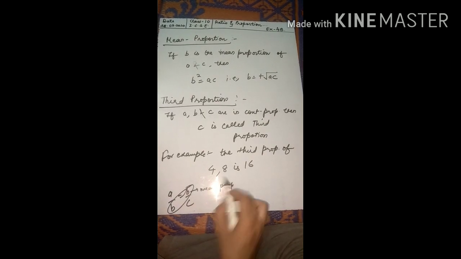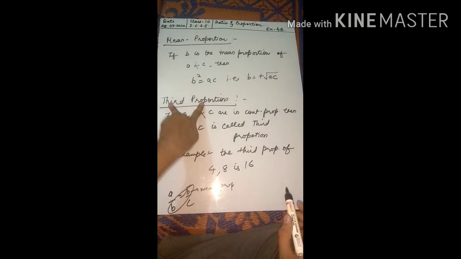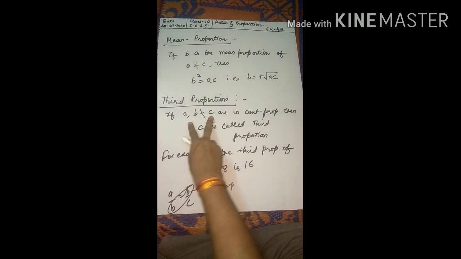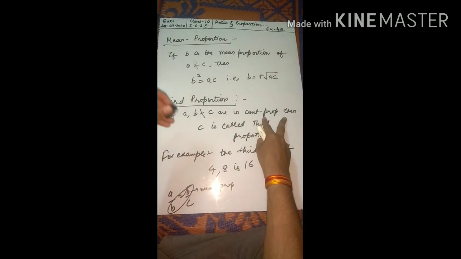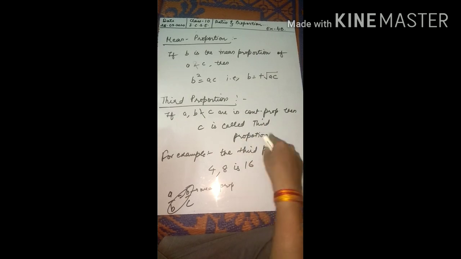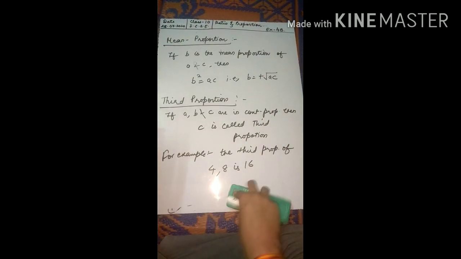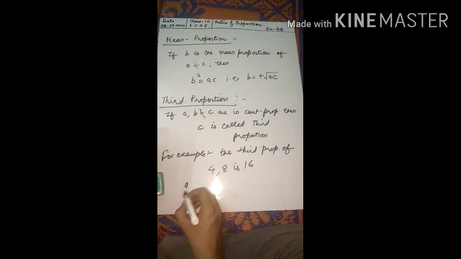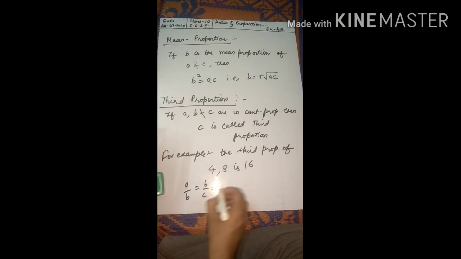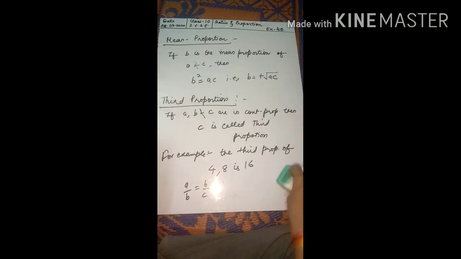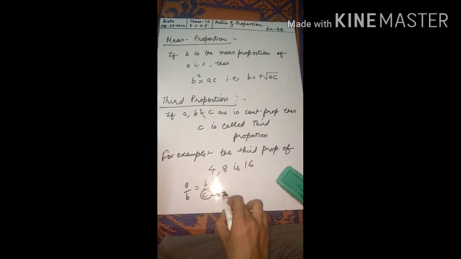Are you understanding? And what does the third proportion say? If A, B, C are in continued proportion, then C is called the third proportion. If A, B, C are in continued proportion, what can you understand? A upon B is equal to B upon C. Like this, so this C will be your third proportion, and this B is your mean proportion.